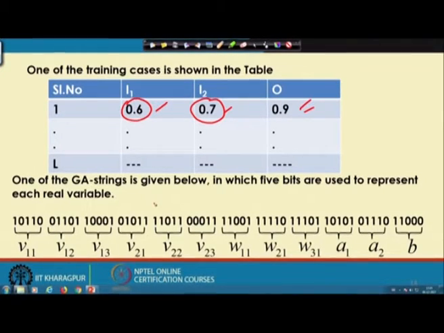Now, the GA string will look as follows. Supposing that I am going to assign 5 bits to represent each variable, like V11, that is 10110, then V12 is 01101. Similarly, we code all the V values, all the W values, then the coefficients of the transfer function, that is A1 and A2, and the bias value. So, we have coded this particular GA string, and once we have coded it, we know how to find out their real values.